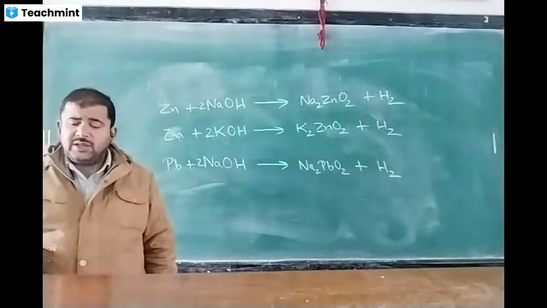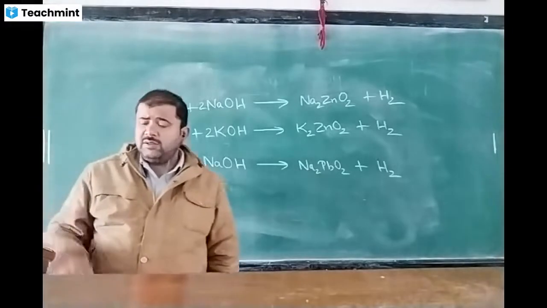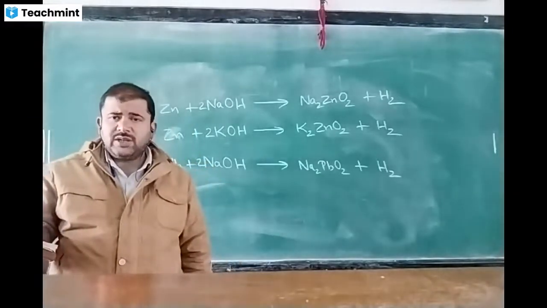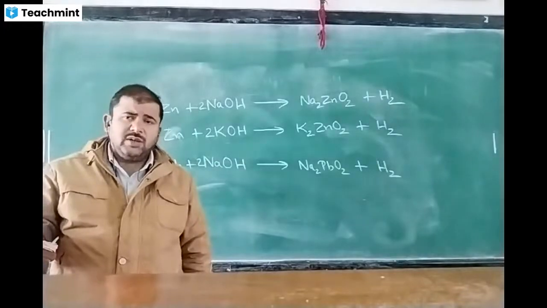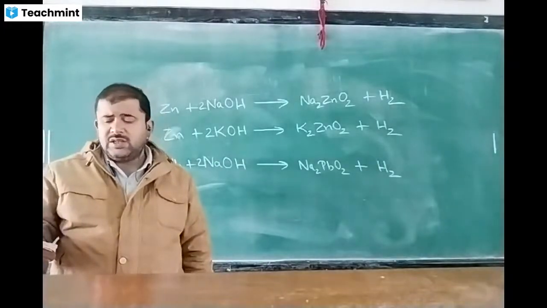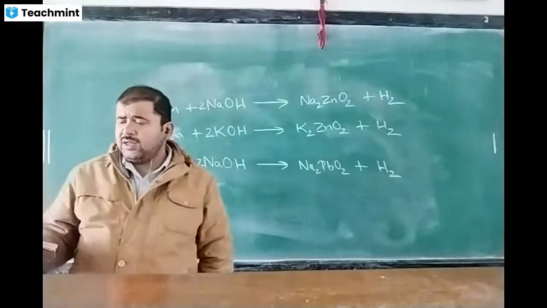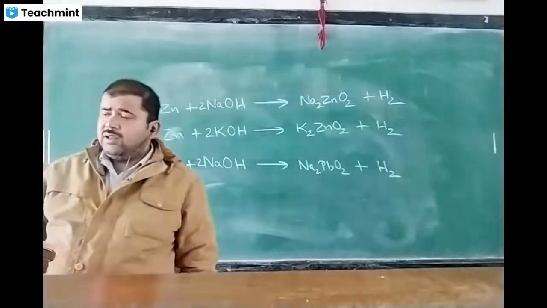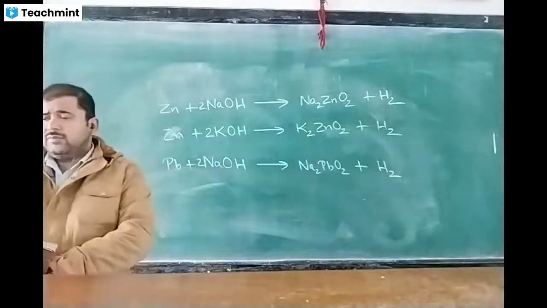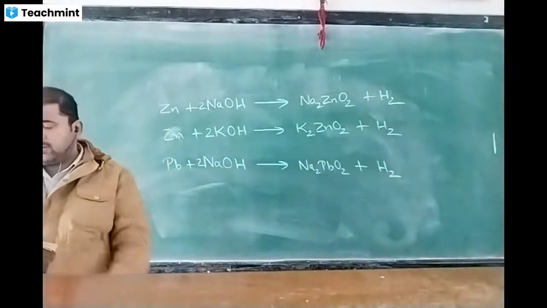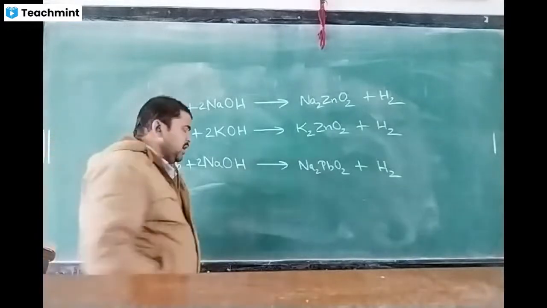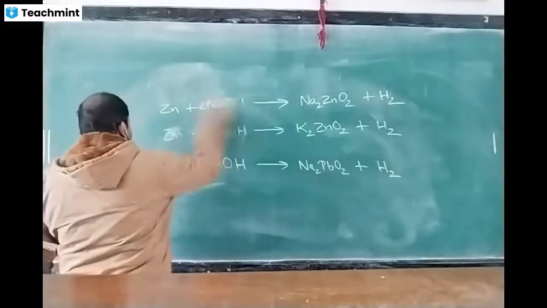After this, the activity series of metals is given. We know that potassium is the most active metal, then sodium, then calcium, then magnesium, aluminium, zinc, iron. Next topic we will study is the laboratory method for the preparation of hydrogen gas. In this topic we can see here.